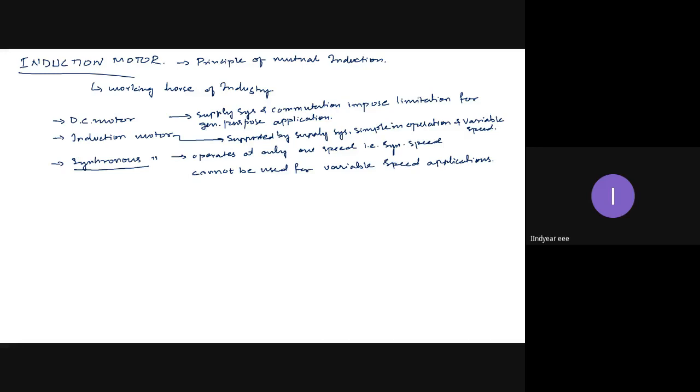Why is induction motor used? Because it is mechanically very strong, and even operation is very simple. So therefore induction motor is known as the working horse of the industry. Most of the processing industries or mechanical industries are using induction motor because of simple operation, availability of supply system, and it can operate at variable speeds. Then what is induction motor? What are the different parts of induction motor, or its construction?